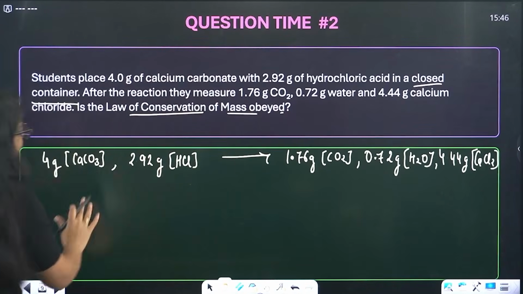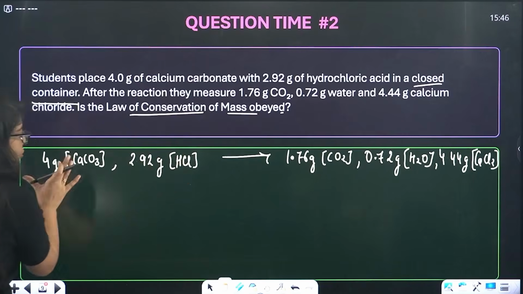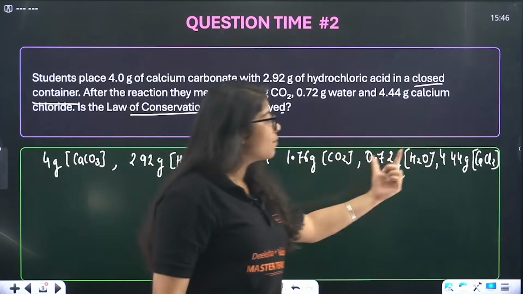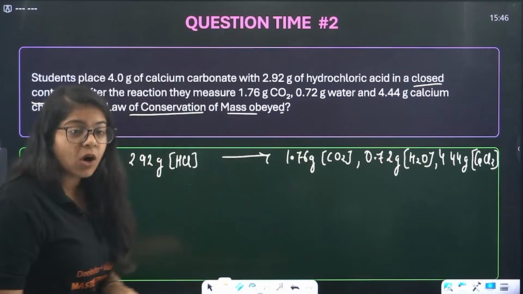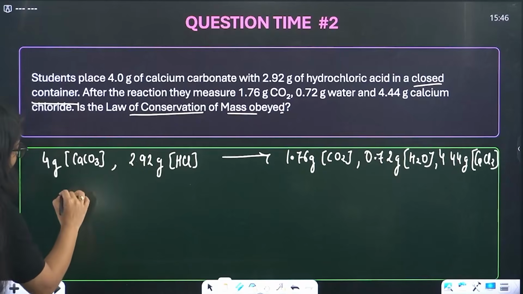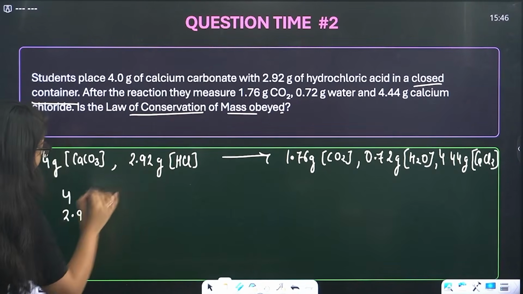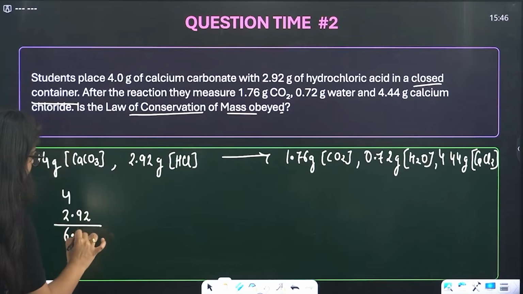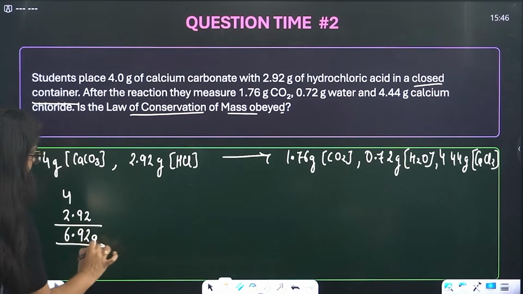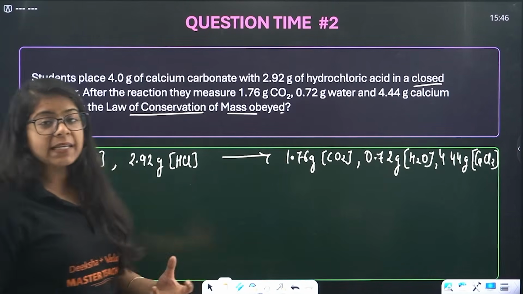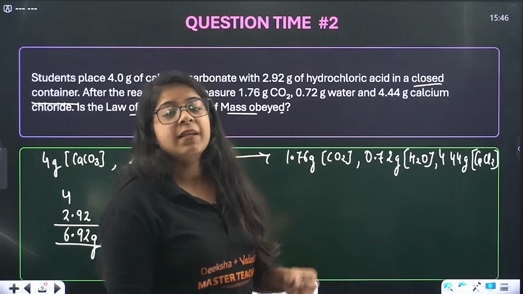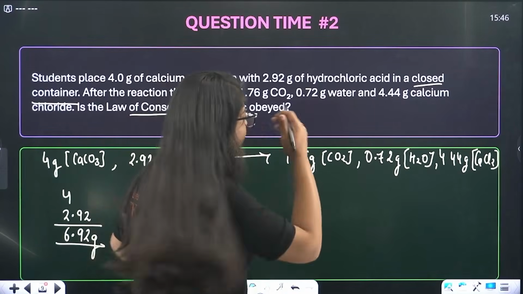So what you have to do, you just simply have to add these 2 masses and add these 3 masses and check if they are equal or not, right? So just add these 4 gram plus 2.92 grams. Add these very carefully. How much is this? 6.92 grams. Total mass of reactant is how much? 6.92 grams.